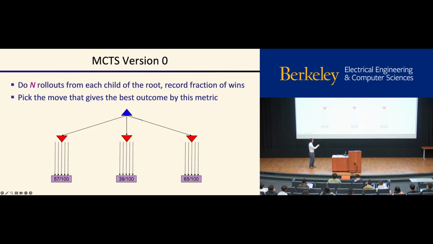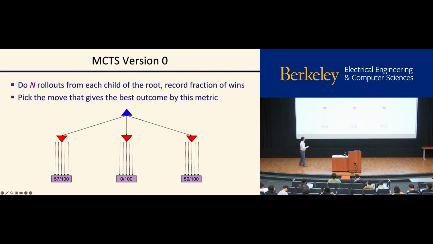And now it's time to make a decision for the blue node. Well, let's just go with whichever one had 65 wins. That seems like the best one, right? That's version 0 of Monte Carlo tree search. Super easy. Okay, what if this was the result of doing all those rollouts? What if instead we had 57 on the first outcome, 0 out of 100 on the second action, and 59 out of 100 on the third action?